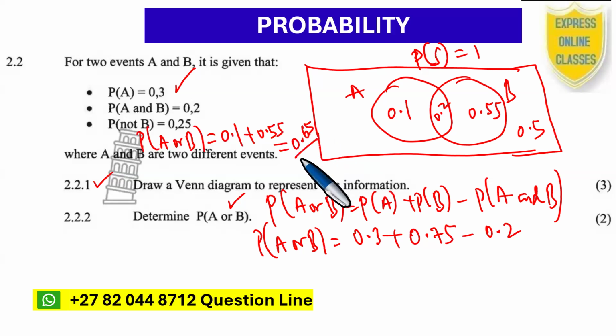Yes, and then I said minus 0.2. Minus 0.2. And you got 0.45. Okay, that's fine. We're learning.